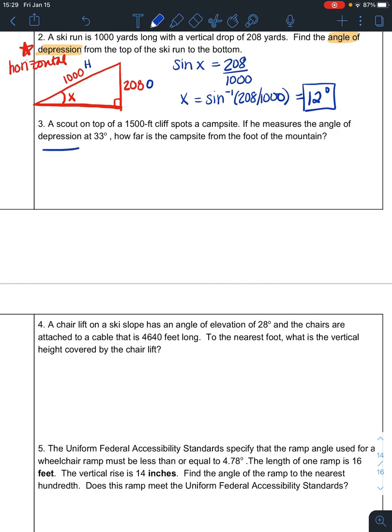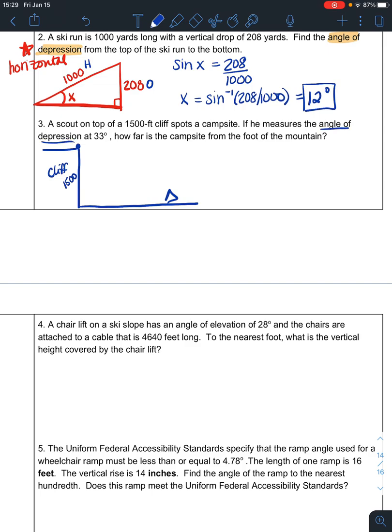Number 3. So we have a 1,500-foot cliff. So we draw a cliff here. So we have our cliff. A scout on top of a 1,500-foot cliff. So he's up here, and the cliff is 1,500 feet tall. Spots a campsite. So he's got a campsite down here.